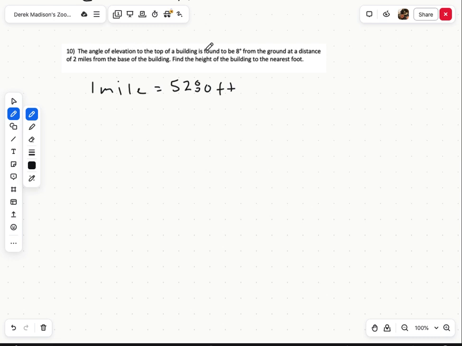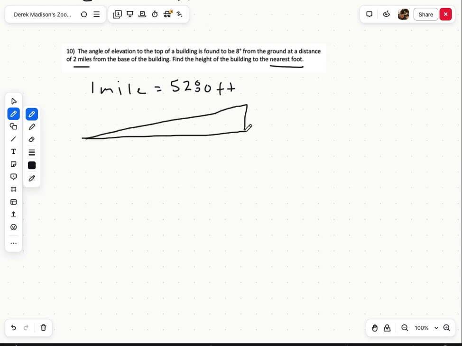Angle of elevation to the top of the building is found to be 8 degrees from the ground at a distance of 2 miles from the base of the building. So notice that was miles. Find the height of the building to the nearest foot. So you got to watch out when they give you units that aren't the same. So let's go ahead and do a little sketch here.